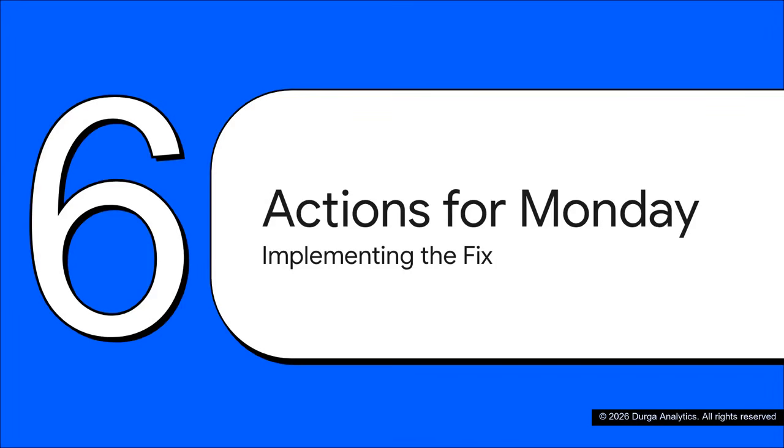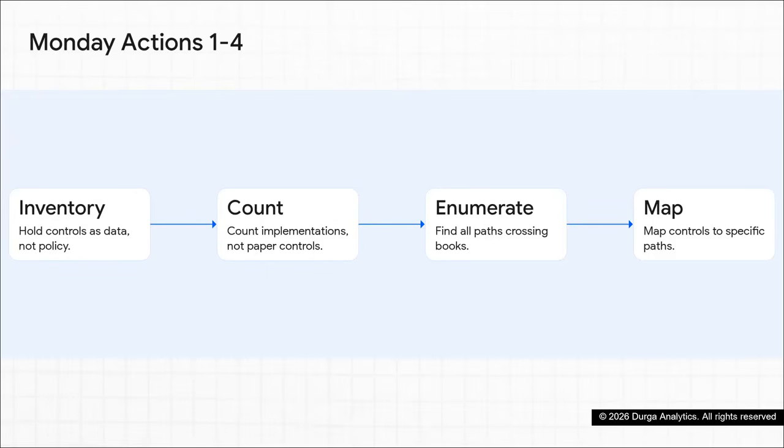Finally, Section 6, Desk Actions for Monday. Let's implement the fix. Theory only matters if it actually changes how you run your book, right? So here's the exact operational playbook to deploy the minute you sit at your emissions trading desk on Monday morning. Start by translating your policy documents into raw data, so you can map exactly which of your dual-calibrated controls cover which specific crossing paths. Count your implementations, not your controls on paper. And hey, if your list of crossing paths only has 4 items on it, you've missed the arithmetic one.